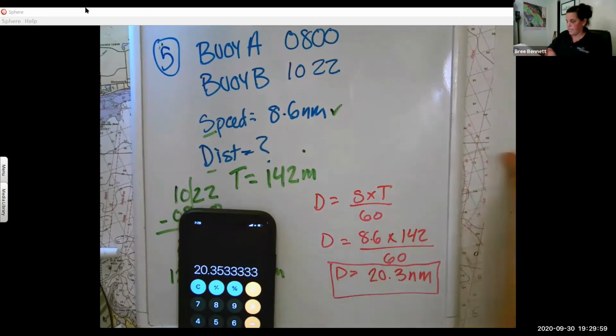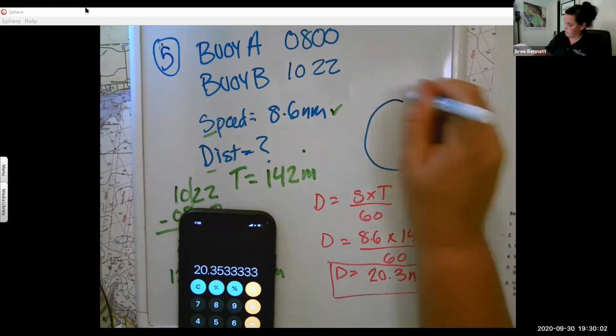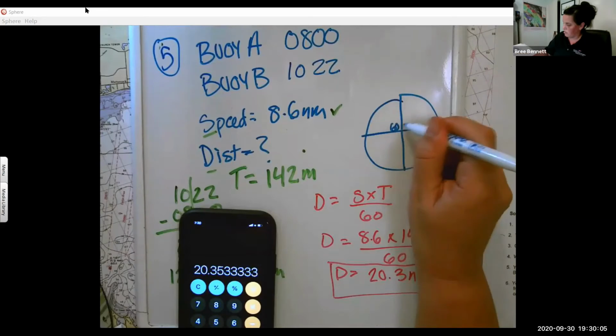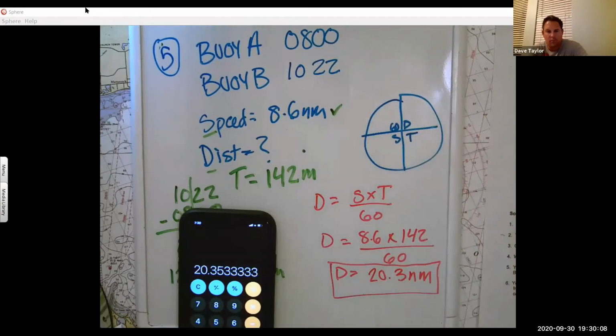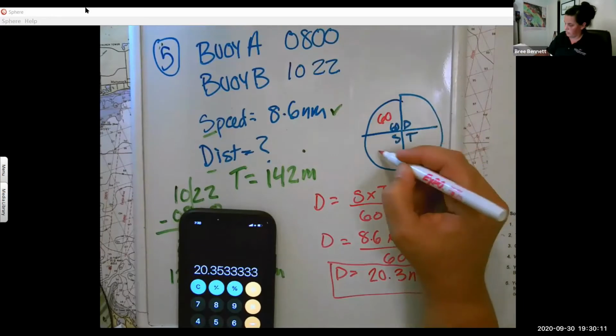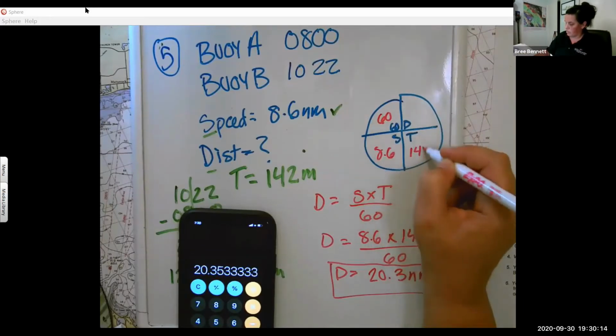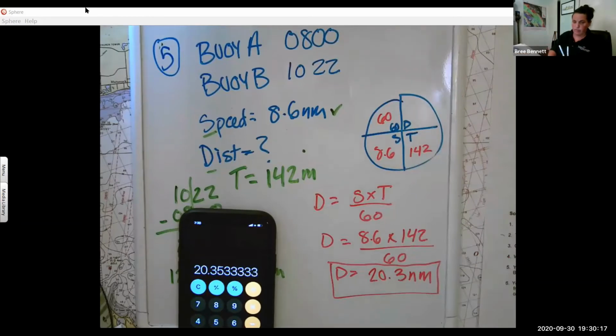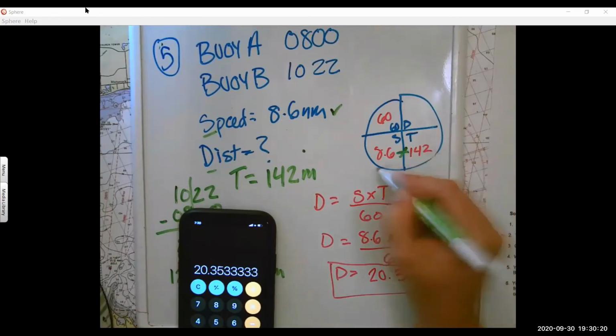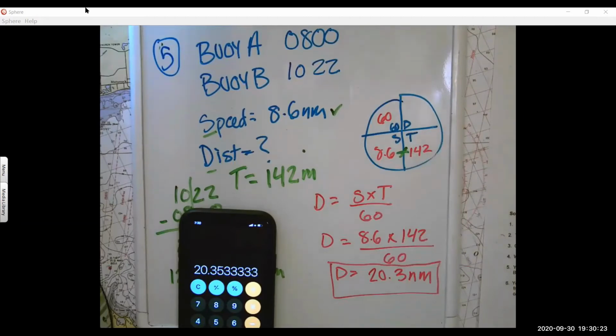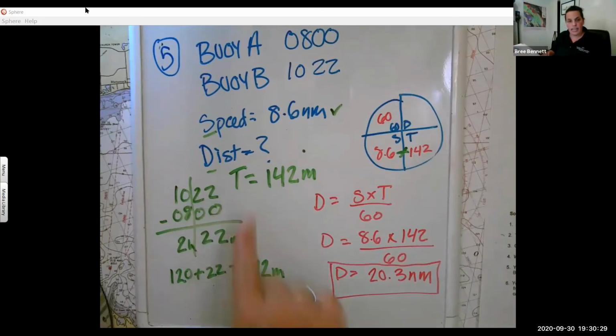So if we were doing a magic circle, we have our 60, our speed is 8.6, our time was 142. We multiply the bottom there first, so we multiply and then divide. Okay, and we had practiced our adding and subtracting of time on this one. And then we had to convert that hours and minutes into whole minutes. That was a good one, wrapping it all up. Any questions?